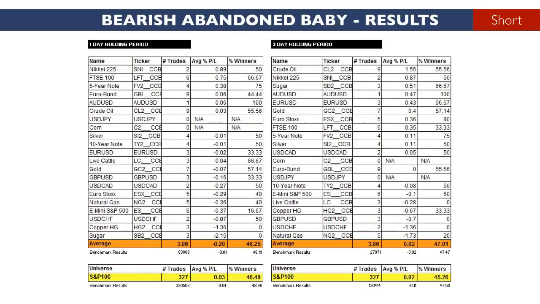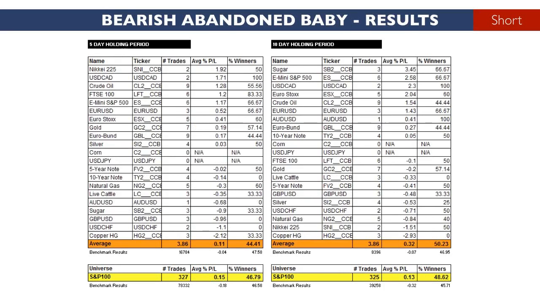Shorting the bearish abandoned baby candlestick pattern and holding for 1 day produced an average loss of 0.2% per trade across 19 markets with a win rate of 46%. The results were a little bit better than break even for S&P 100 stocks. The numbers were modest with a 3-day holding period and slightly better than the benchmark results.